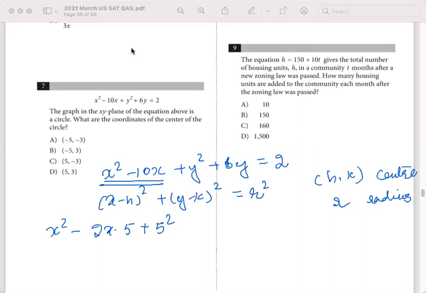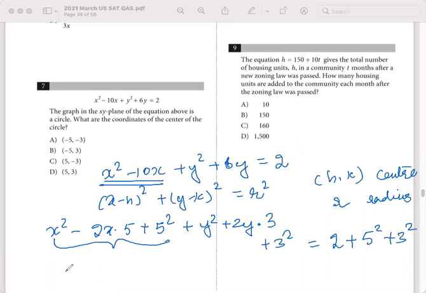Yeah, okay. Then what about y square plus 6y? I'll write it as y square plus 2y into 3, and I'll add the square of 3. And on the right hand side, also I'll add the square of 5 and the square of 3. So these three terms become x minus 5 the whole squared. These three terms become y plus 3 the whole squared.